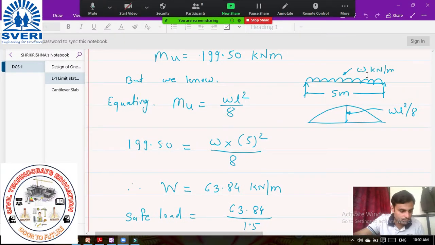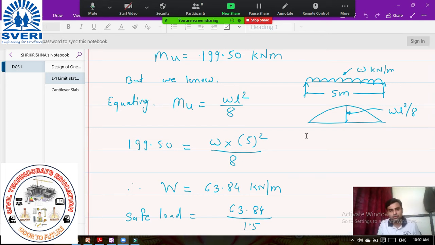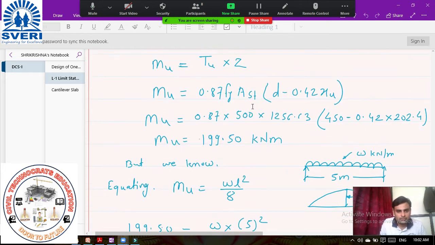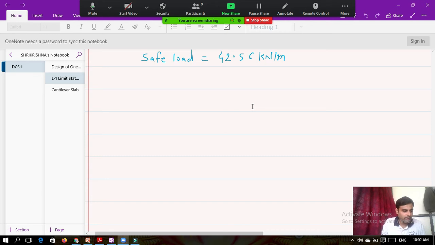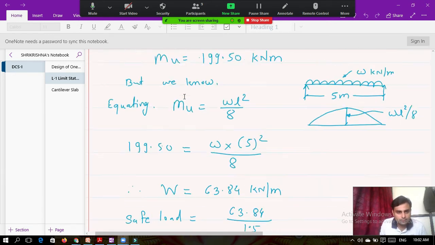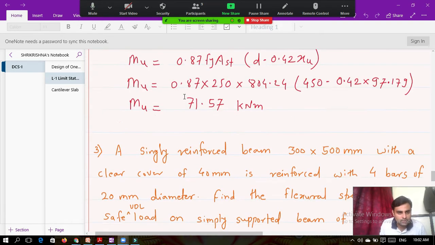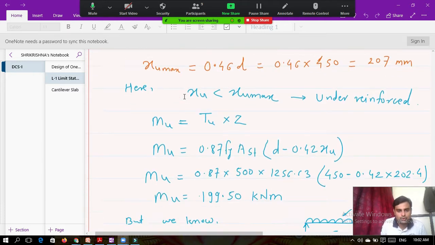Okay, now. So yesterday we finished up to the last problem, that is, we calculated the safe load. Yesterday we finished up to this problem. Today we will move further to the next problem, which is to design a beam. This is problem number 4 now. 3 problems we have solved up till now.